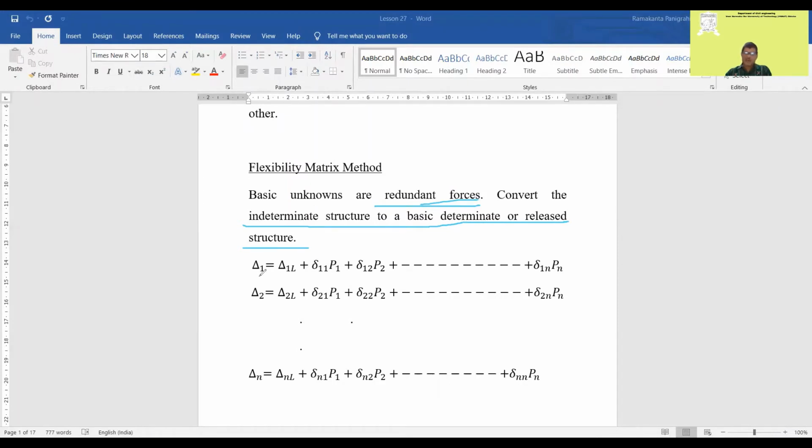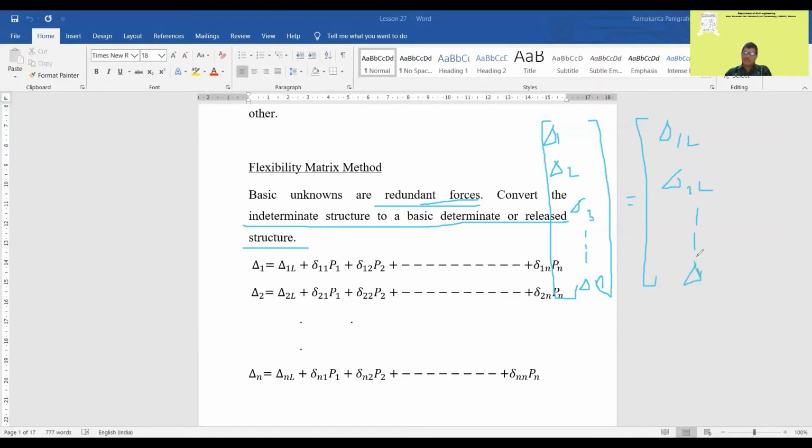Now, if you write that equation, delta 1 is equal to delta 1L plus delta 1,1 P1 plus delta 1,2 P2, like that we will find the values. I have already written down delta 1, delta 2, delta 3, like this it will come up to delta n. So this matrix is equal to delta L. Delta 1L you can find out due to the loads. You can find the joint displacements. So delta 1L, delta 2L, like that you can come up to delta nL.